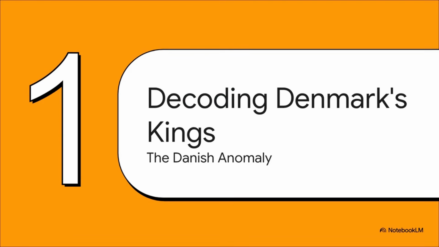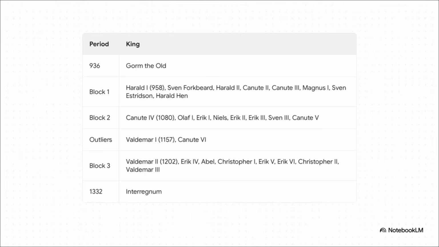All right, so our investigation is going to start in Denmark. We're zeroing in on this specific period, roughly 400 years between 936 and 1332. And it's right here that some historians started noticing something that just doesn't make any sense. Okay, check this out. When you take that jumbled up list of names and actually arrange them by date, a crazy pattern starts to pop out.